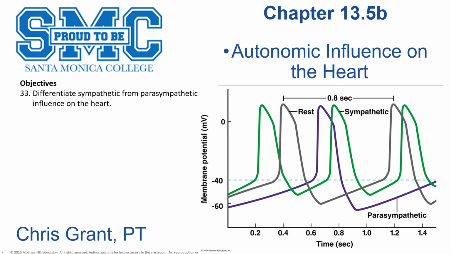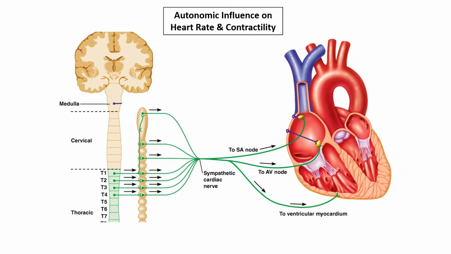All right, in this section, we're just going to take a look at the autonomic influences on the heart, looking at the sympathetic and parasympathetic and how they actually change the heart rate and contractions and contractility.